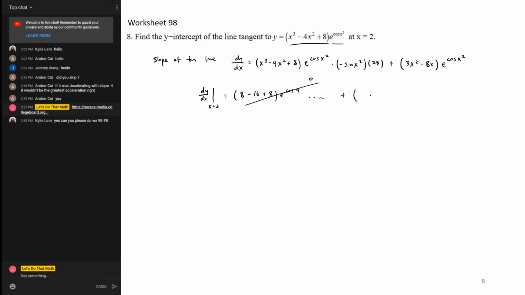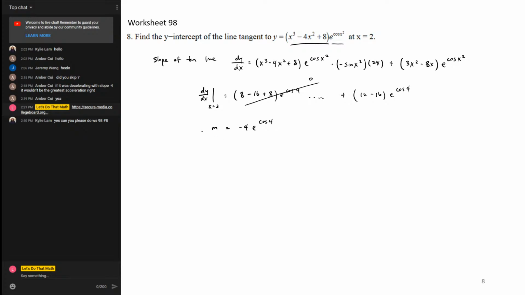And then this one is what? That's 3 times 4, that's 12 minus 16. E to the cosine of 4, right? X squared, 2 squared is 4. So that's going to be negative 4 e to the cosine of 4. So this is our slope for our tangent line. And then, so I have my slope. Just going to write an m as slope. And I'm going to need a point, right?